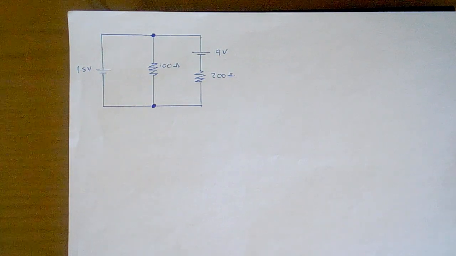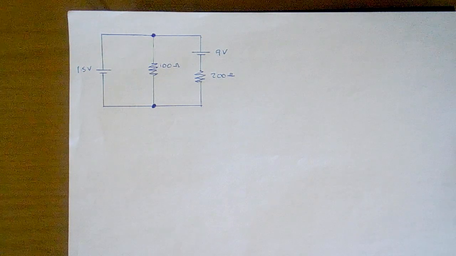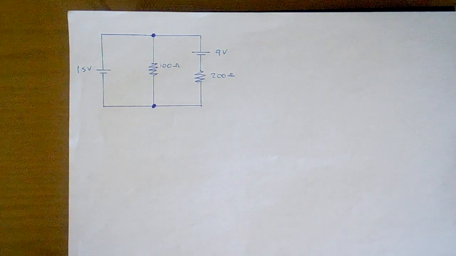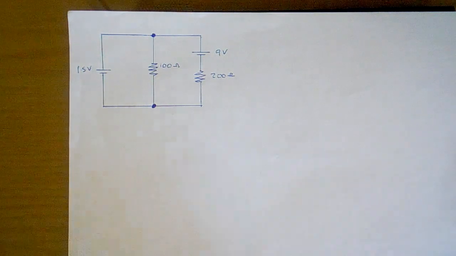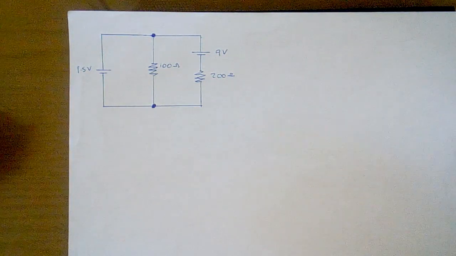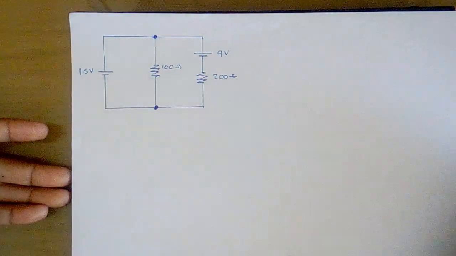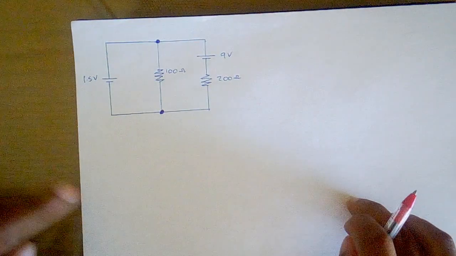Today we're going to determine the current flow through each resistor using Kirchhoff's law. So the first thing you should do is to label the current flow and also the polarity. So without any waste of time, let's just do it now.